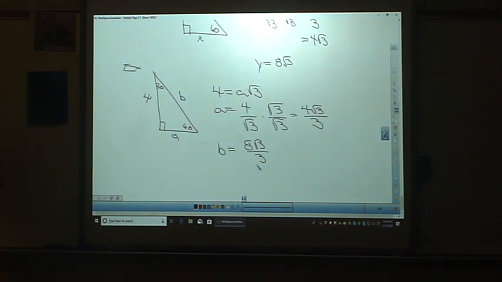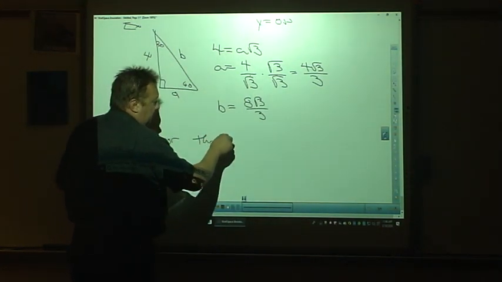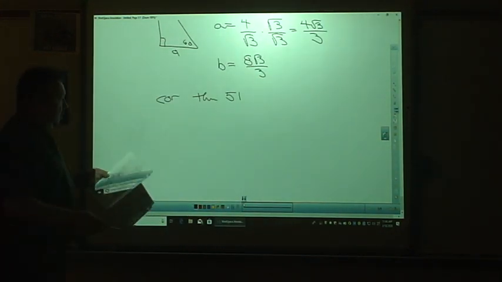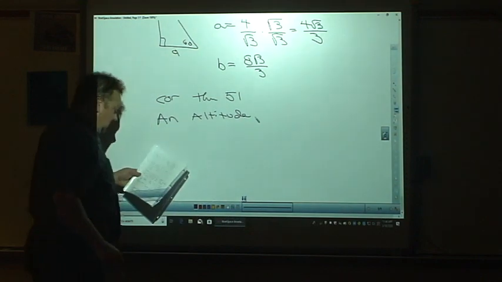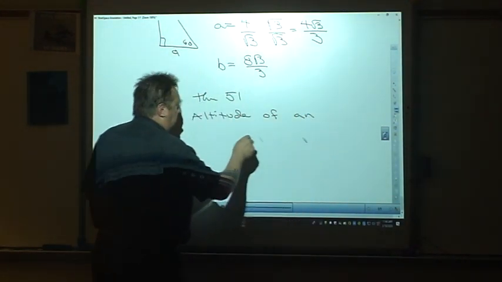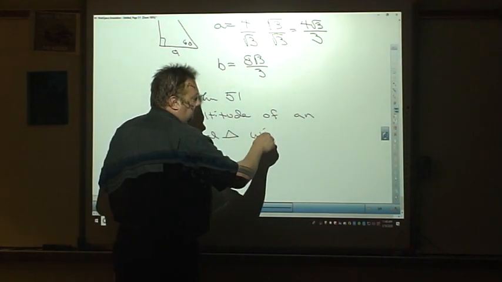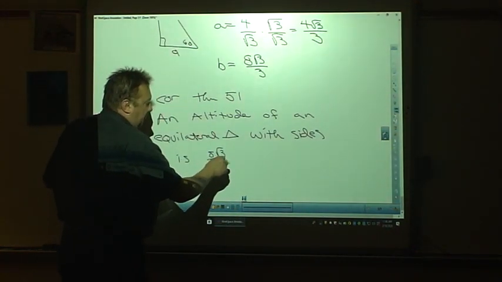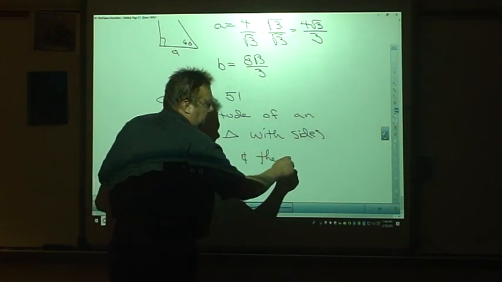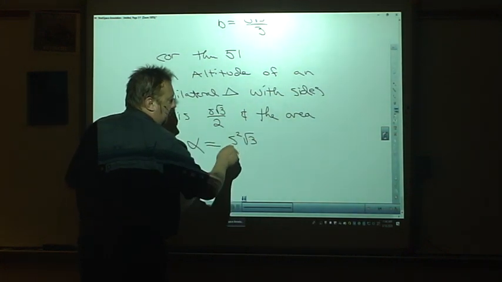There is also a corollary for this. Corollary to Theorem 51, which says an altitude of an equilateral triangle with sides S is S square root of 3 over 2, and the area is S squared square root of 3 over 4.